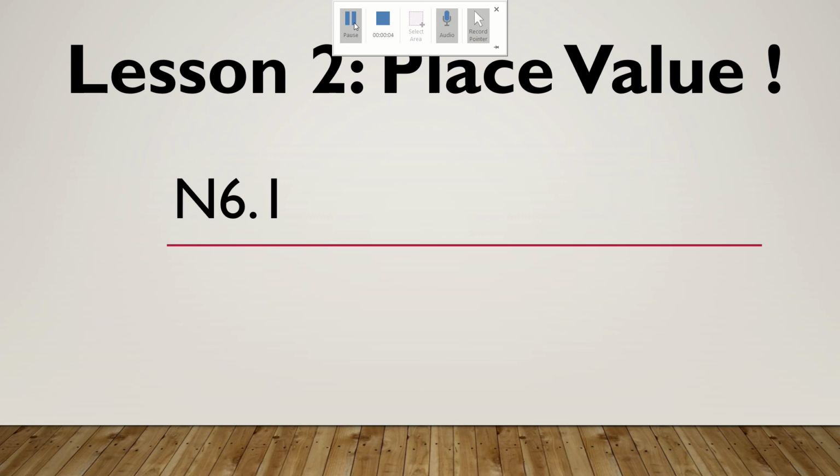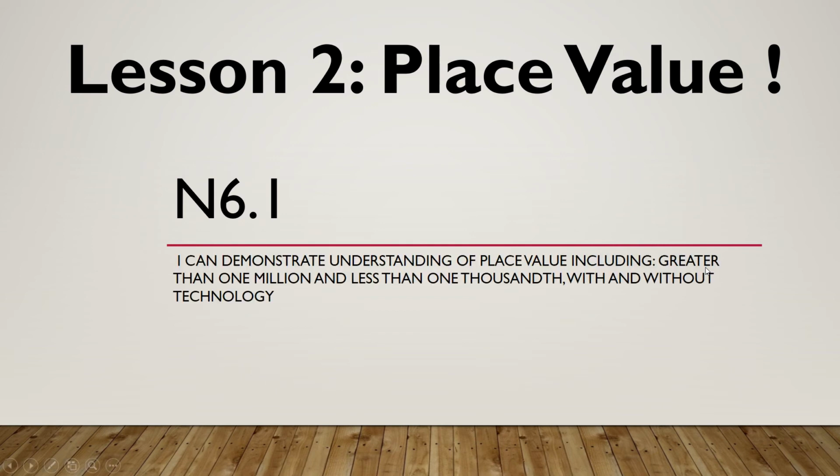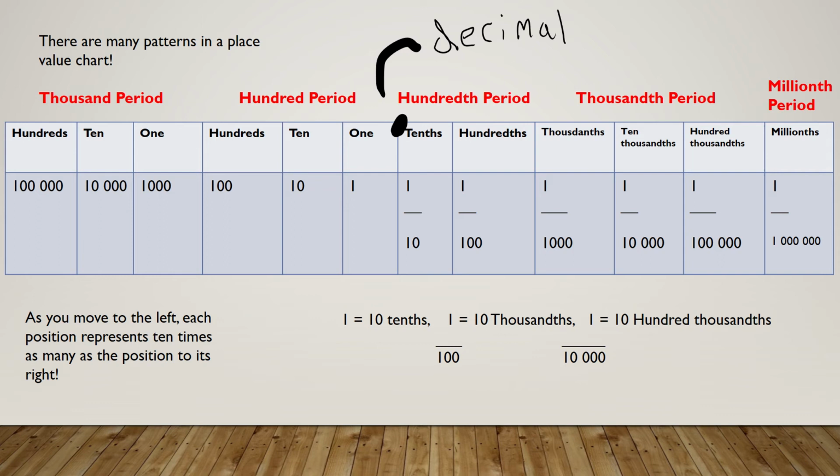This is our second lesson on place value, and as you'll see, it's a bit different than last time. So here we go. I can demonstrate understanding of place value including greater than 1 million and less than 1,000th with and without technology. Okay, so as we see, there's a place value chart here.